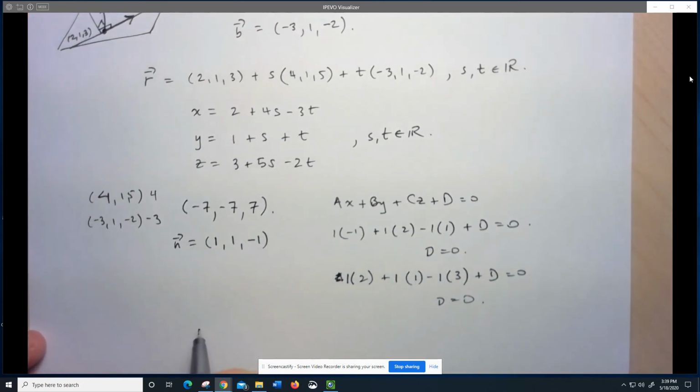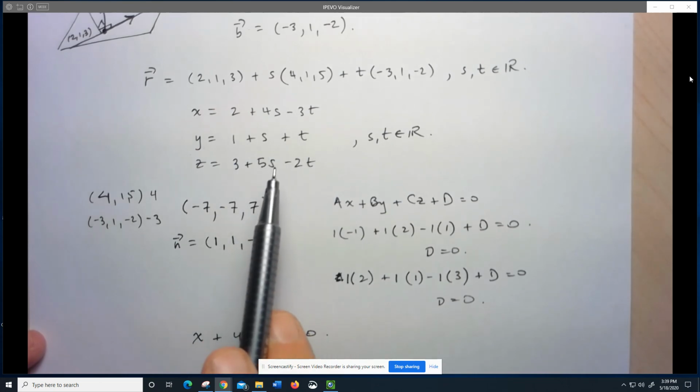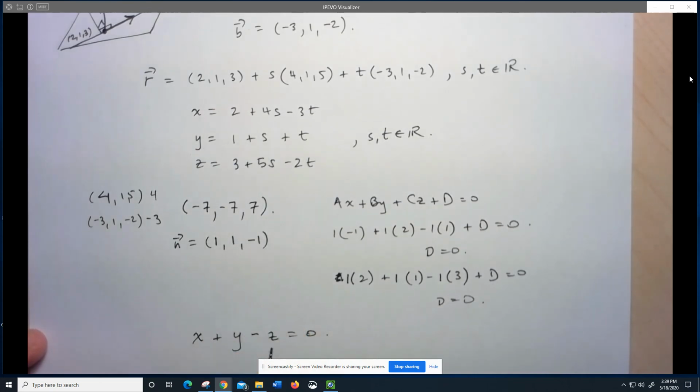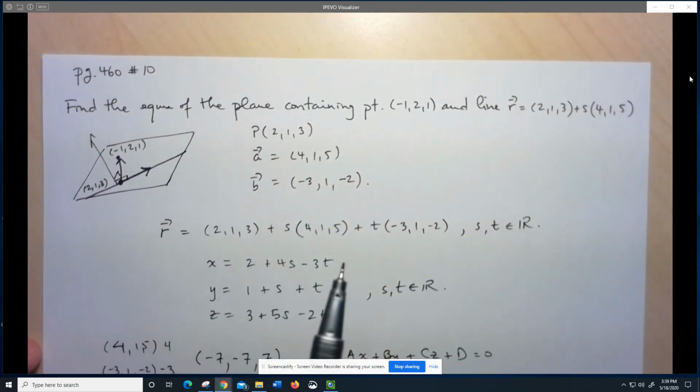So in the end, what's our equation? So it's going to be 1 times x plus 1 times y minus 1 times z equal to 0. All right, and there we have it. We have both the vector equation and the parametric equation, and then we were able to find the Cartesian equation.